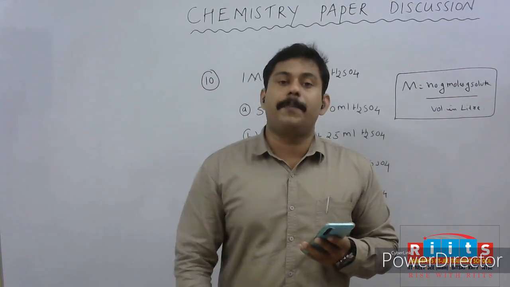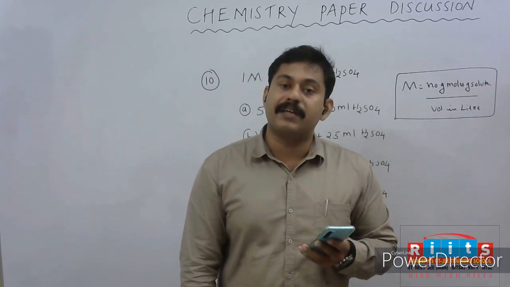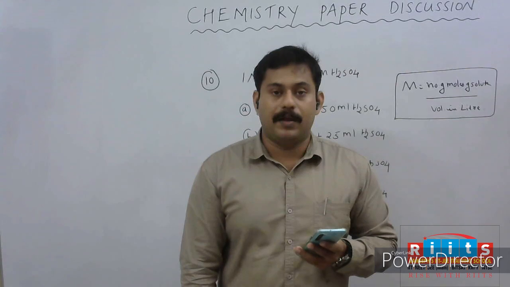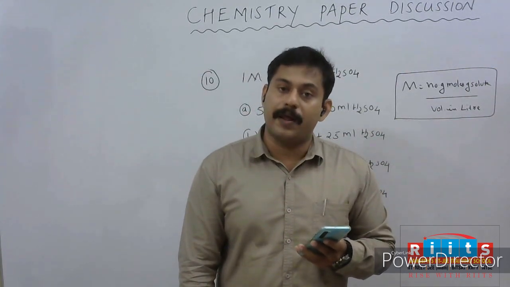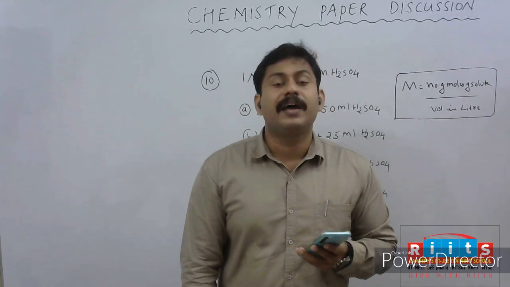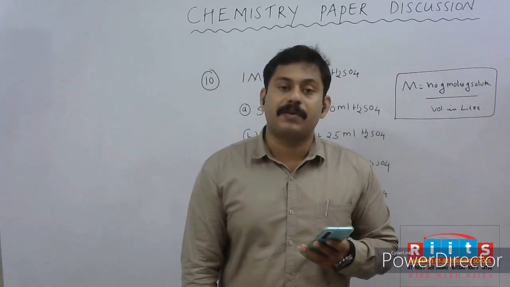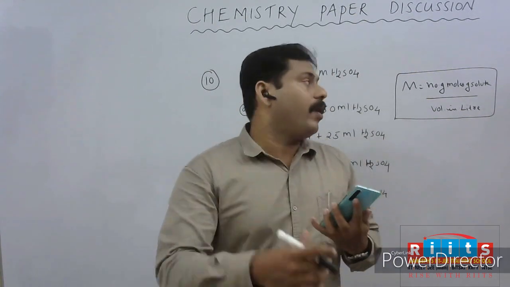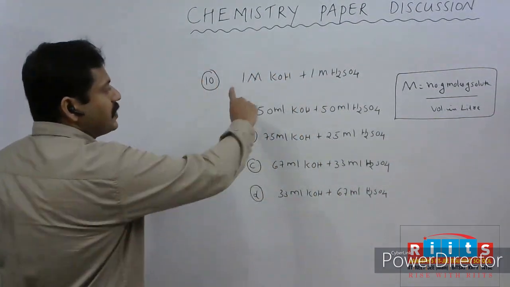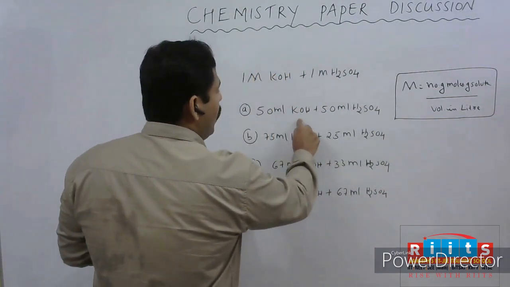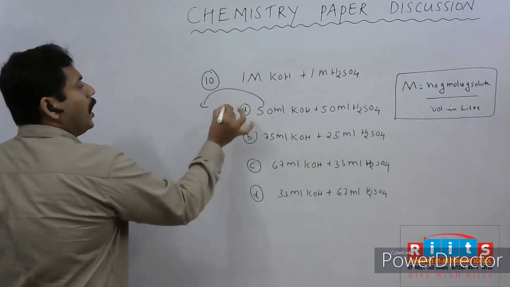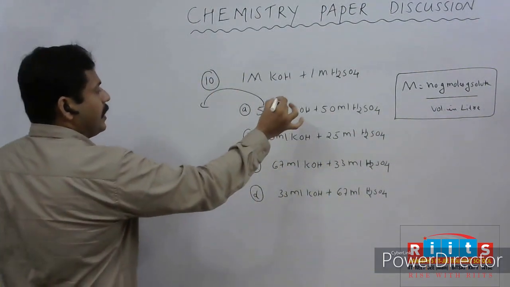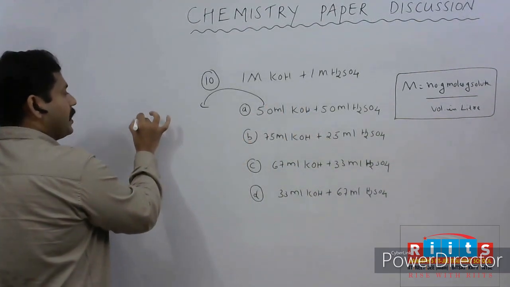That is, the value will be minus 57.3 kilojoule per mole only. So for a strong acid and strong base, when 1 mole of H plus is neutralized by 1 mole of OH minus, the answer will be minus 57.3 only. Now let me do that. For example, the first mixing, 50 ml of KOH and 50 ml of H2SO4, right? For 50 ml of KOH, the molarity is given as 1 molar only. So on the left side I can put 1.